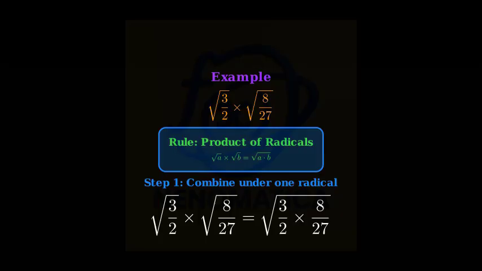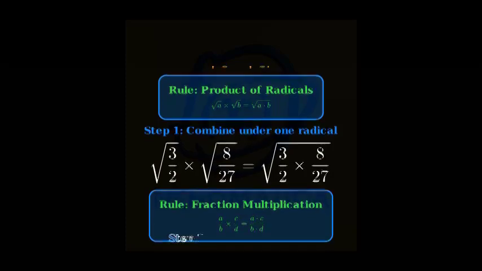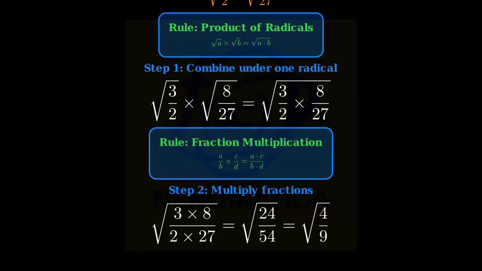Next, we need to multiply the fractions inside the radical. When multiplying fractions, we multiply the numerators together and the denominators together. So 3 over 2 times 8 over 27 equals 3 times 8 over 2 times 27. Now, we can simplify this further.